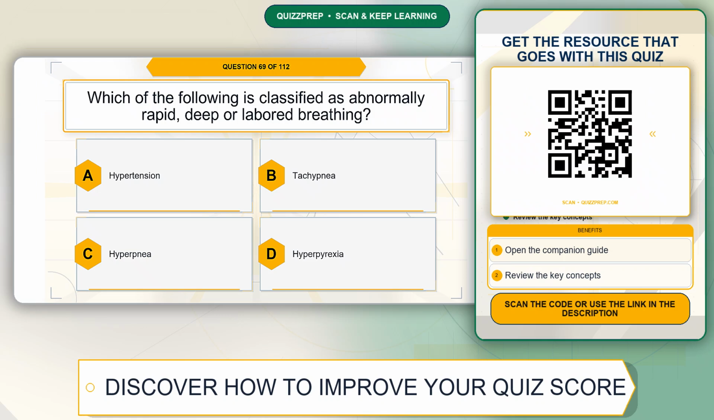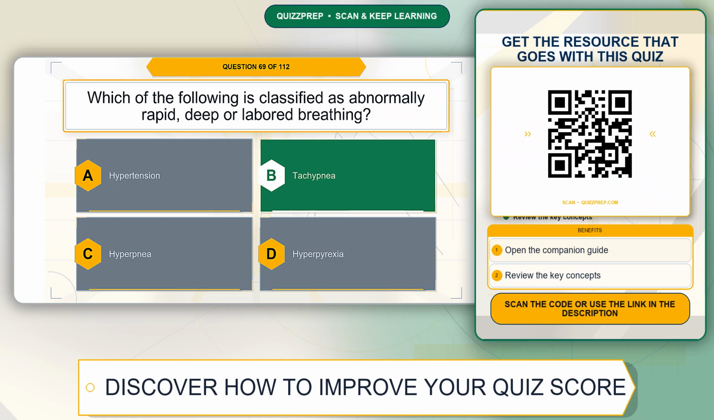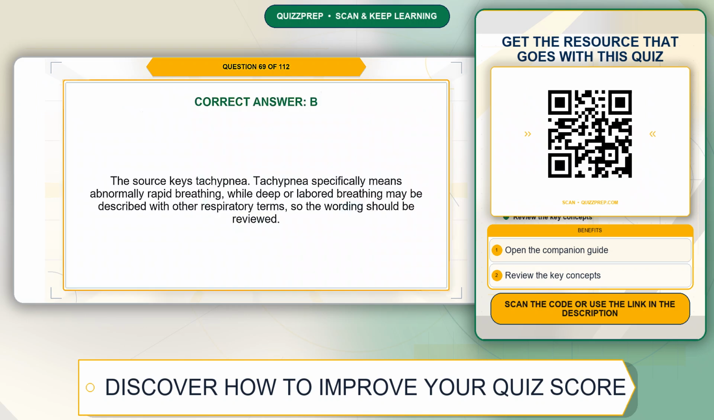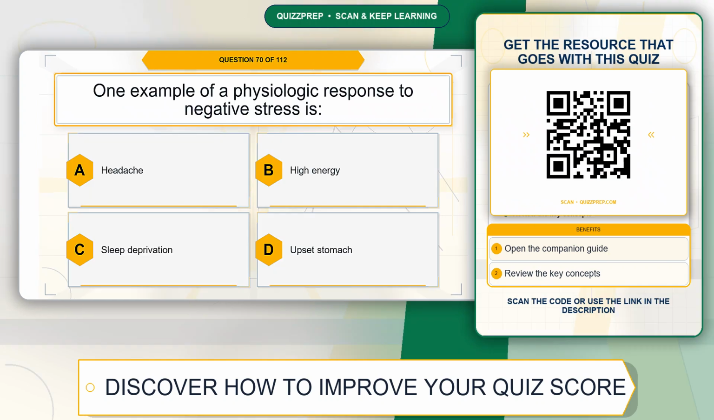Question 69. Which of the following is classified as abnormally rapid, deep, or labored breathing? Option A, hypertension. Option B, tachypnea. Option C, hyperpnea. Option D, hyperpyrexia. The correct answer is option B, tachypnea. Explanation. The source keys tachypnea. Tachypnea specifically means abnormally rapid breathing, while deep or labored breathing may be described with other respiratory terms, so the wording should be reviewed. Question 70.